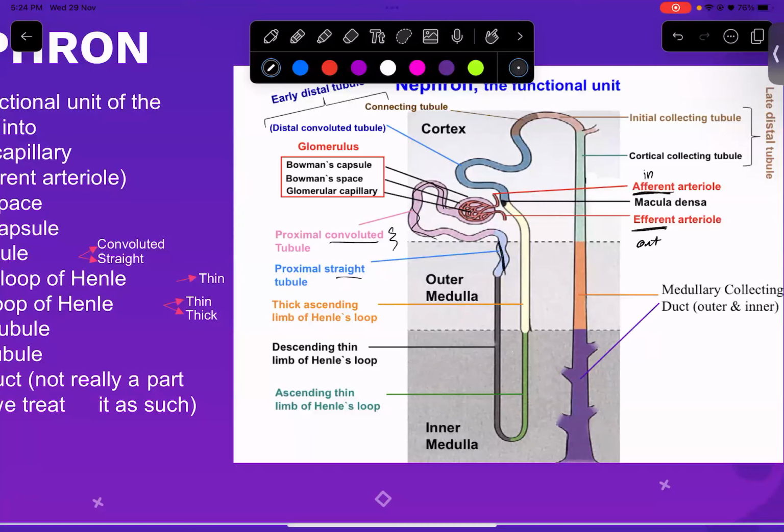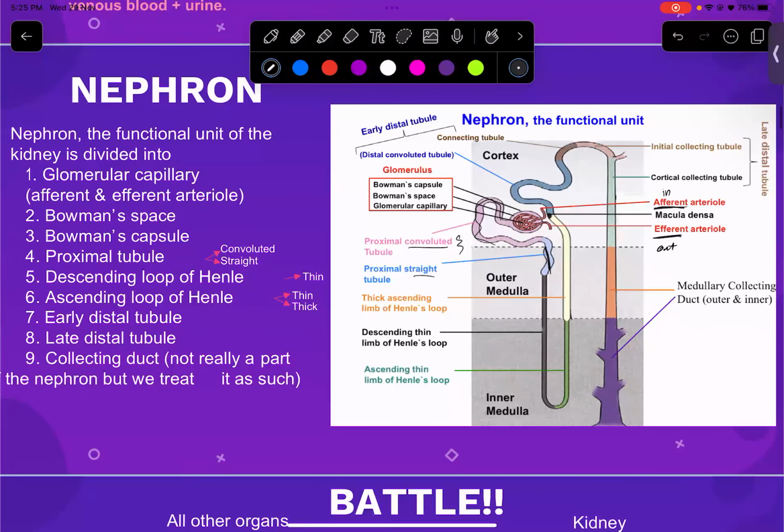After that, we have the loop of Henle, okay? Or Henle's loop, whatever you want to call it. So the loop of Henle is divided into two parts. We have the descending loop of Henle and we have the ascending loop of Henle, okay? The descending is only thin, so we call it the thin descending loop of Henle. On the other hand, the ascending is divided into both thin and thick, okay? So these are the loops of Henle.